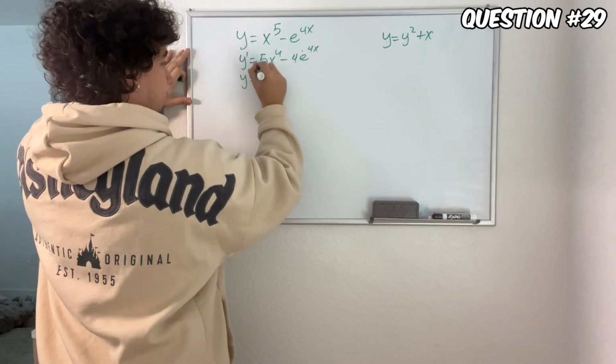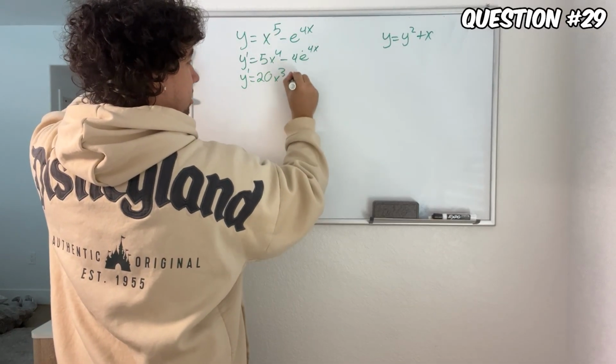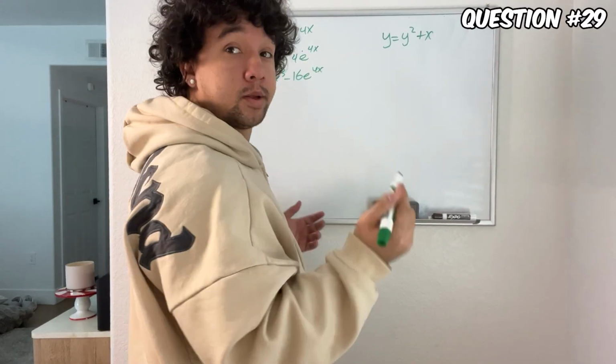Now the second derivative, I'm just going to do this all over again. So in this case, 4 times 5, that's 20x to the third. And then I'm going to just do this all over again, minus 16 e to the 4x.